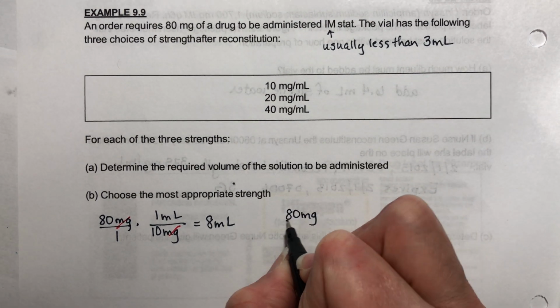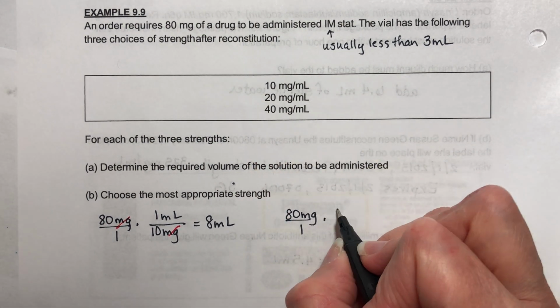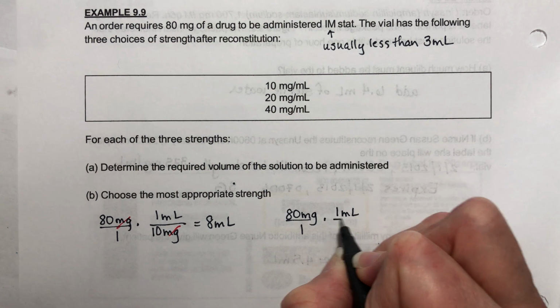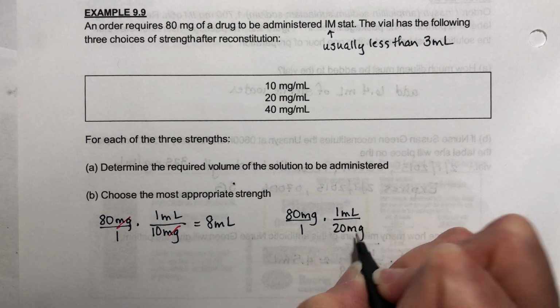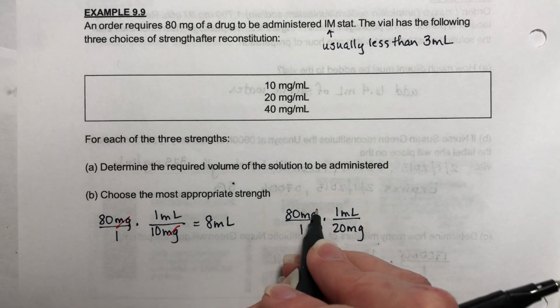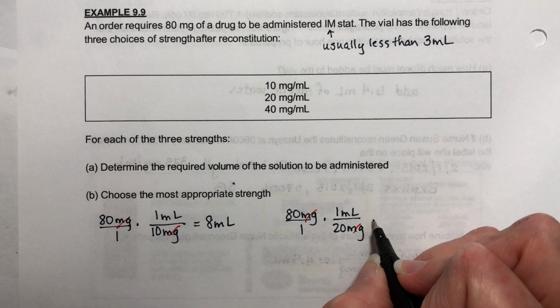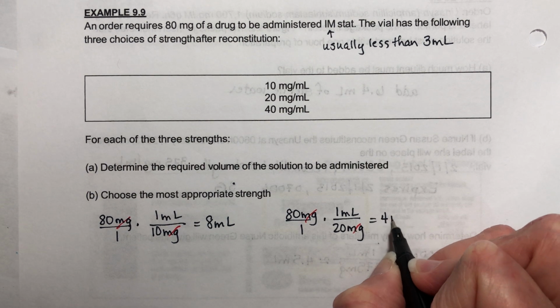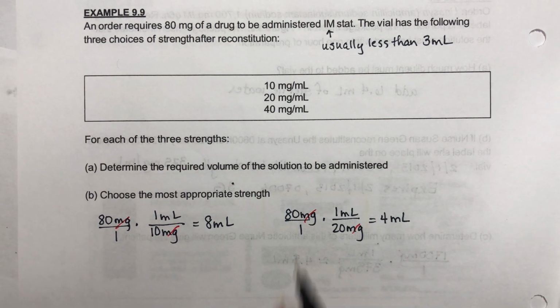I'm coming back to 80 milligrams, and this time it's 20 milligrams per milliliter. So the 1 milliliter is still in the top, but this time the bottom one is 20. Again, the milligrams cancel. 80 divided by 20 is 4 milliliters.